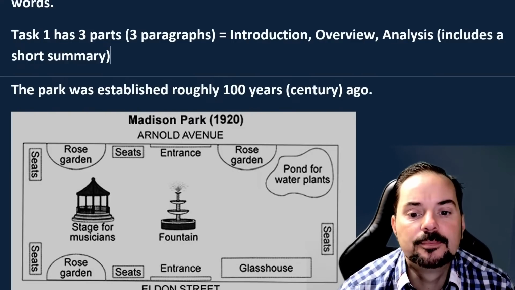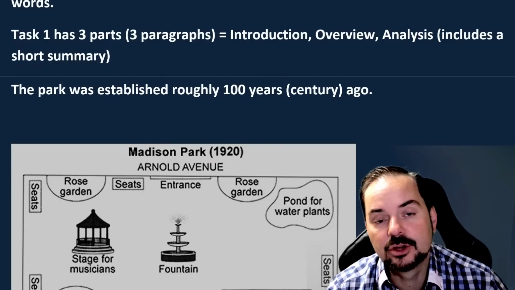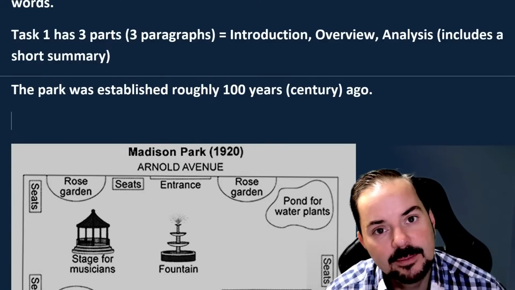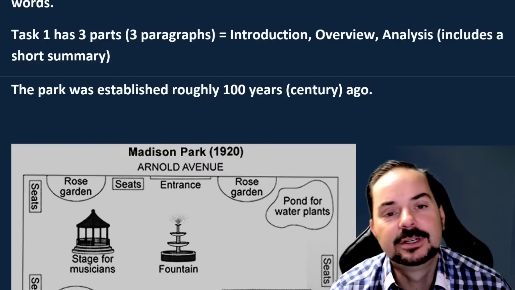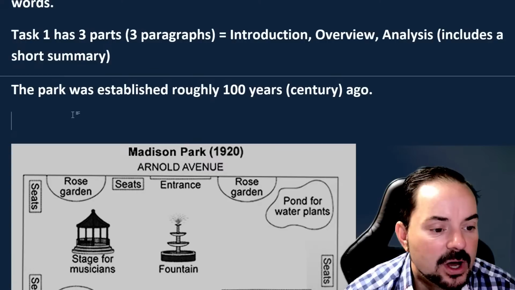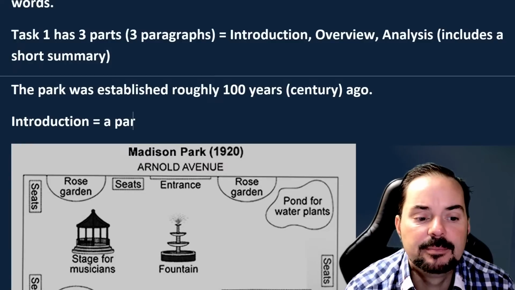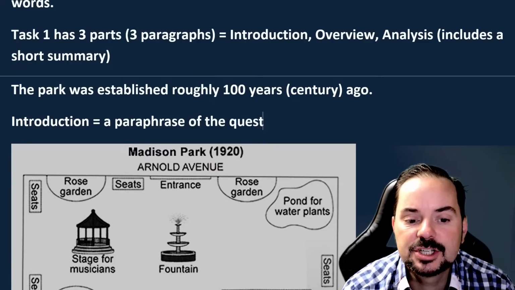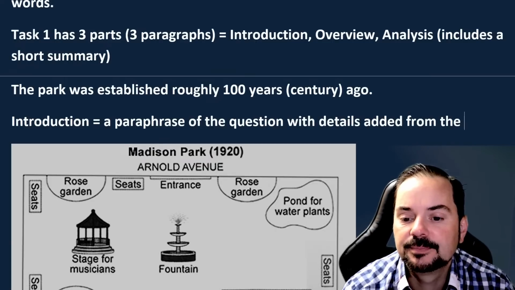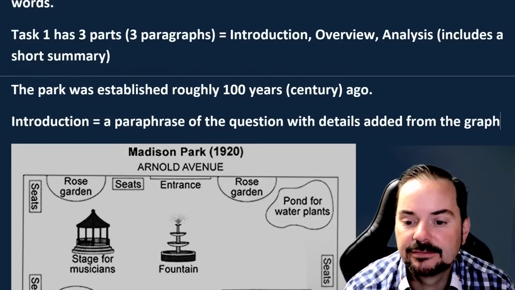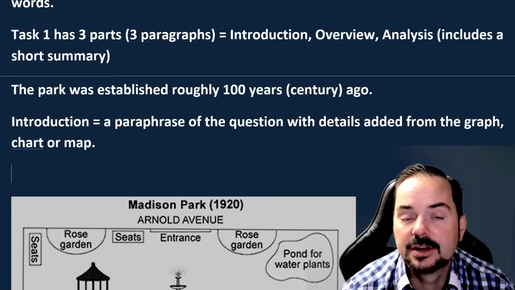All right, so starting with the introduction, again, like I said, it's like a recipe. It's like baking cookies. Step 1, get all of the necessary equipment that you require for baking the cookies. Get a bowl, get a mixer, turn the oven on. So the introduction is basically a paraphrase of the question with details added from the graph, chart, or map. In this case, of course, it's kind of a map or a diagram.